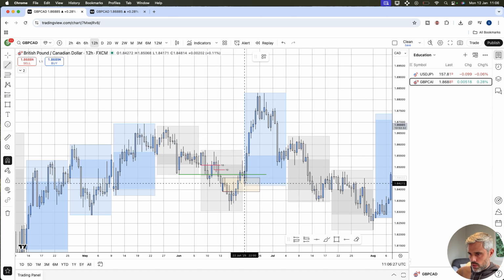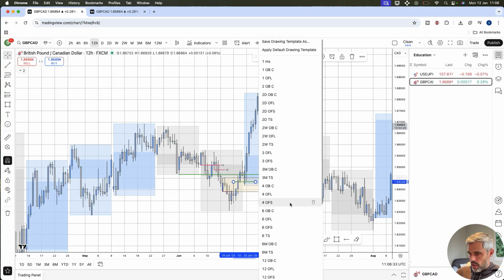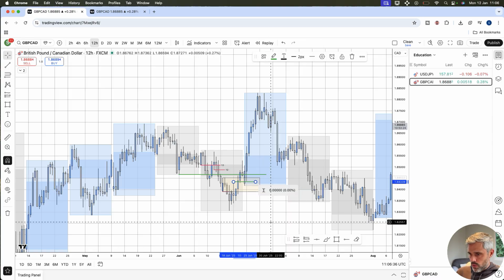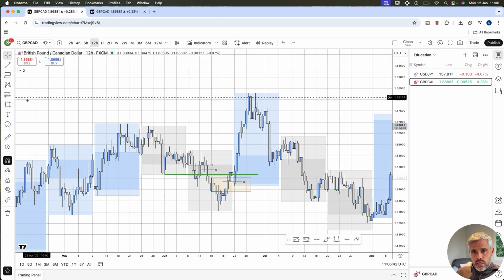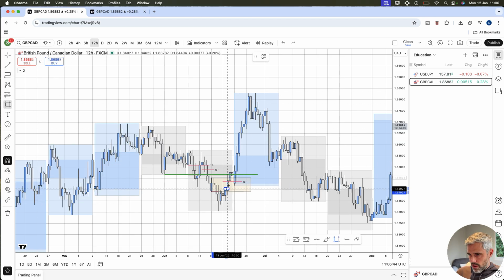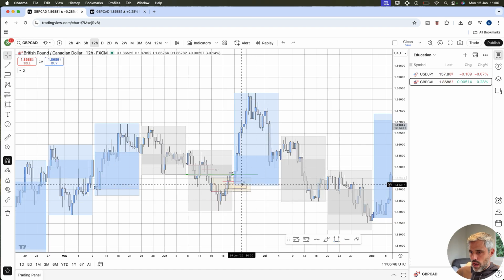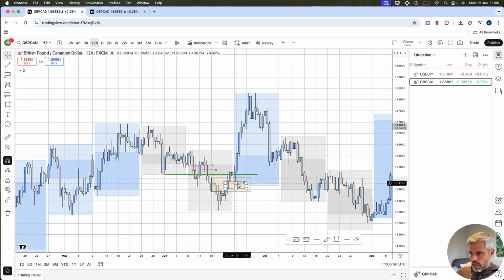What you should also do is just look for further areas of support, because in this instance, you also have a 12-hour order block right here. So you can see this sell to buy, sell to buy. You also have a fair value gap right here. So you can become even more accurate with your entries depending on your trading plan.